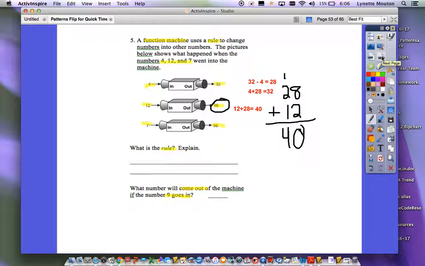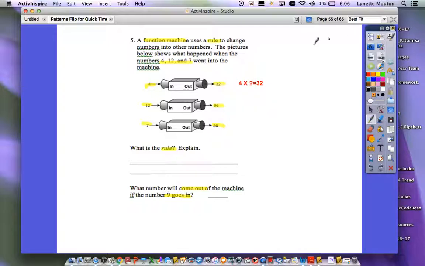And if it doesn't work for one of them, then it doesn't work for all of them. It has to be applied to all of them. Same function or operation and same number. So we're going to rule out addition because it doesn't work, and we're going to try multiplication. So now we go back. 4 times what number will give us 32?